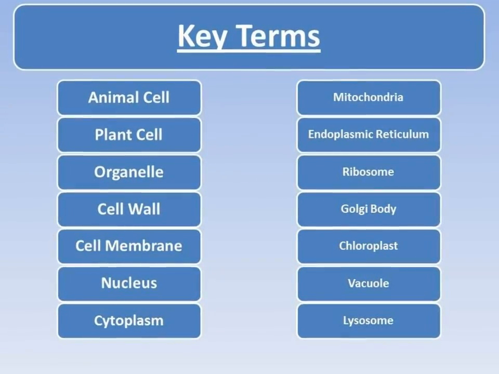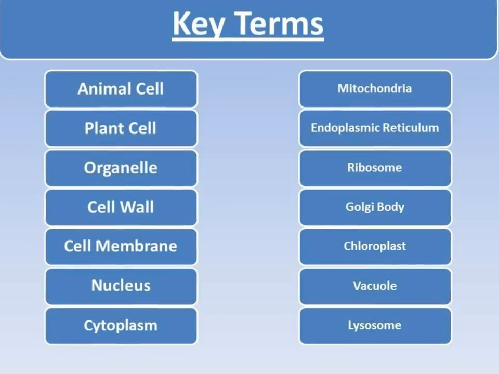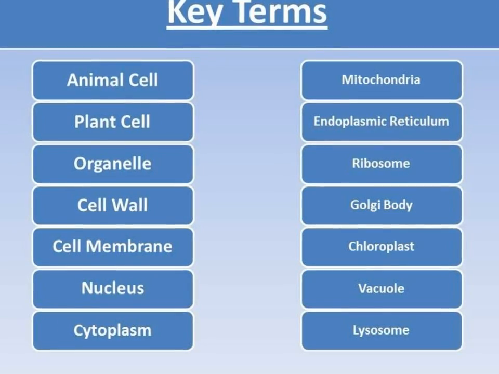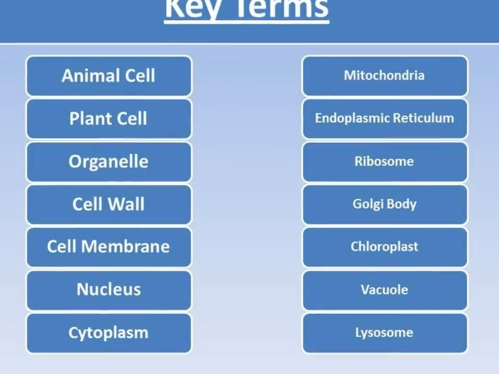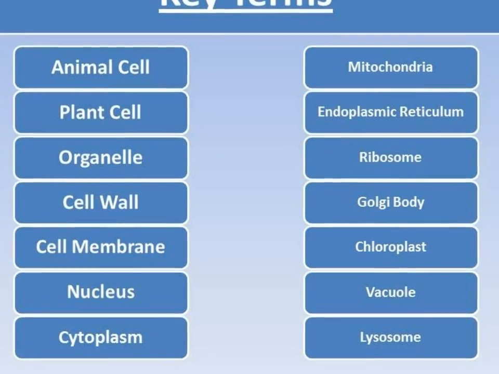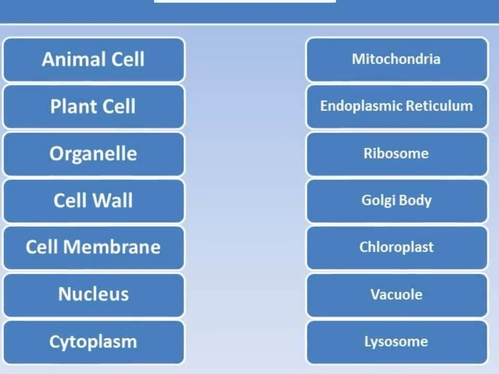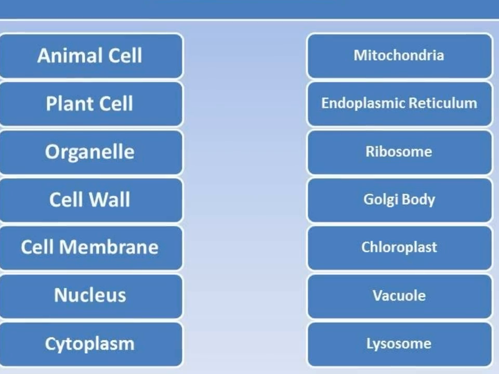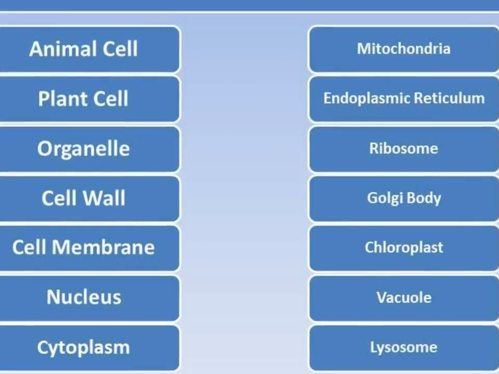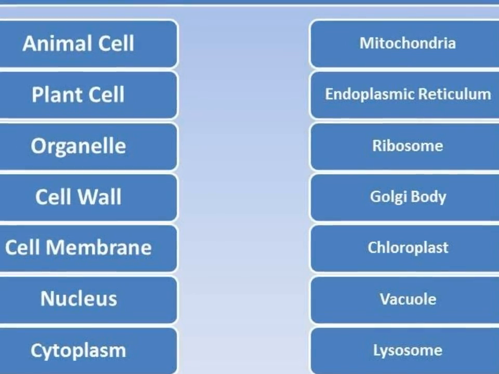Here is a list of our key terms that I will be introducing in this podcast today. These include animal cell, plant cell, organelle, cell wall, cell membrane, nucleus, cytoplasm, mitochondria, endoplasmic reticulum, ribosome, Golgi body, chloroplast, vacuole, and lysosome. It is important that you familiarize yourself with these key terms to ensure that you are not lost through this introduction. If you need to pause it now, go ahead.